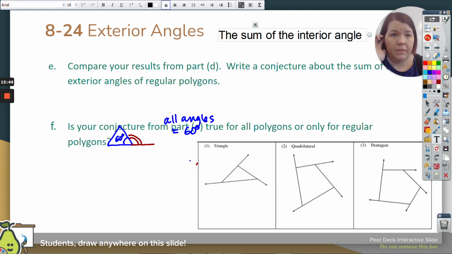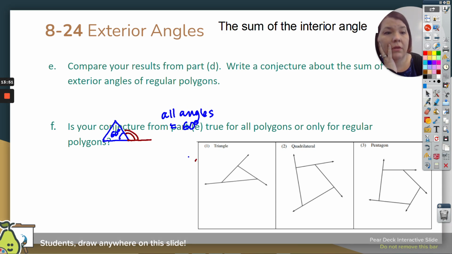Oh, I don't mean to move that. I didn't mean to advance the page is what I didn't mean to do. Okay.